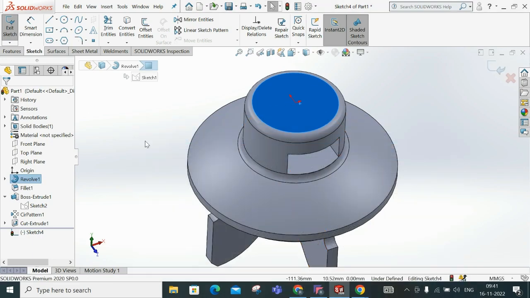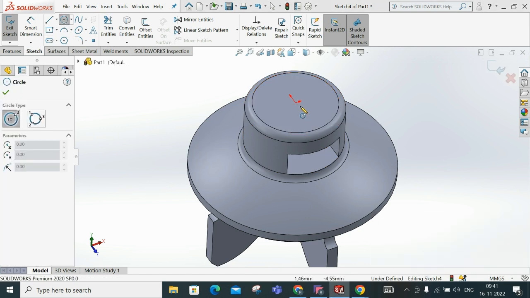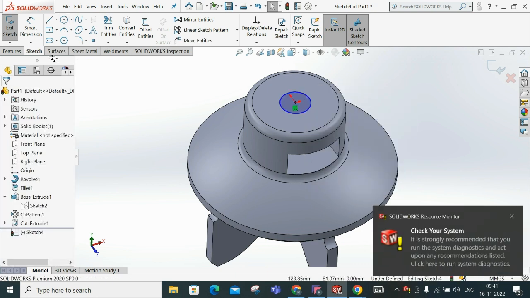22. Sketch. I sketched here. Circle here. Draw a circle of radius 22.